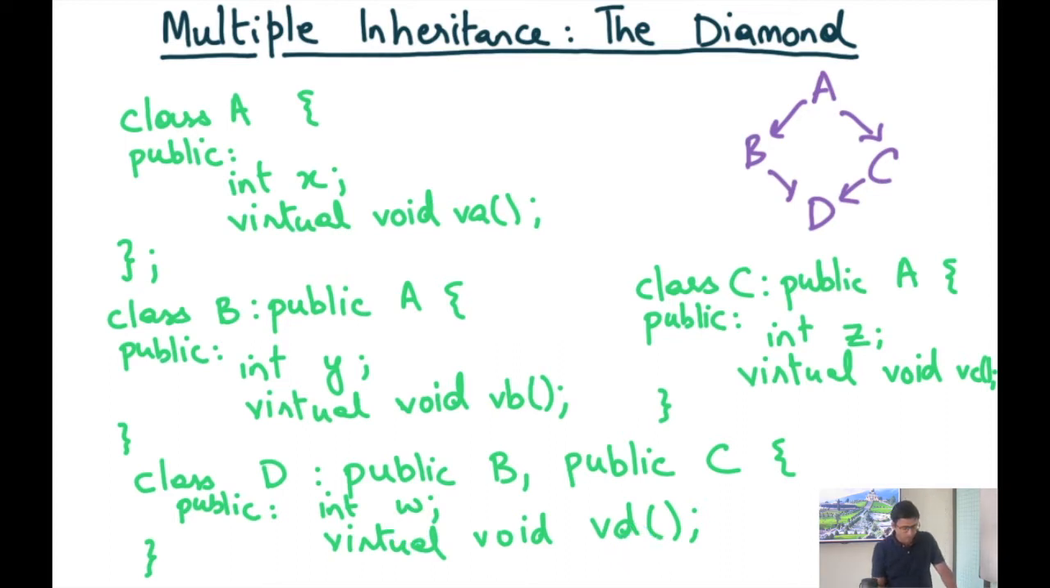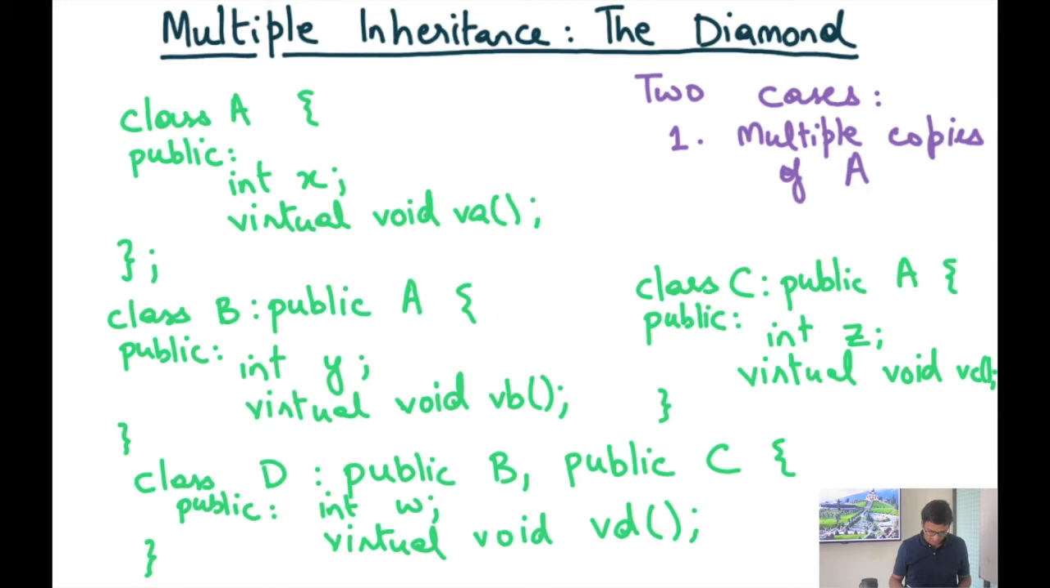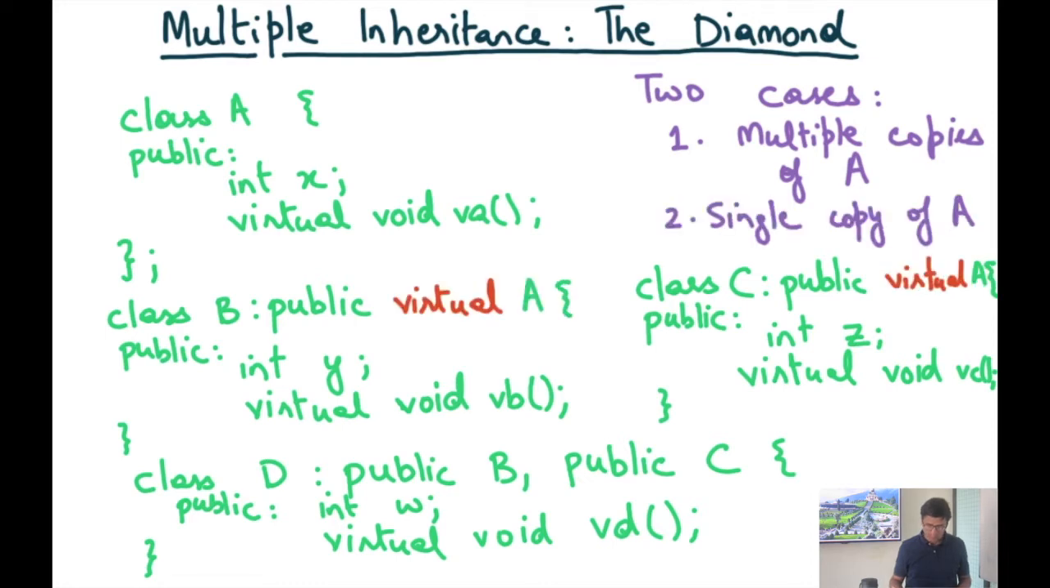The question is, firstly, what should be the meaning of such a derivation? There are two cases here. One is that there should be multiple copies of A, which means D would have multiple copies of the state of A, for example, multiple copies of X. And the other case is that there would be a single copy of A. The way that would be done in C++ is through this virtual keyword. Here this means that B derives from A, but A is a virtual base class as opposed to a non-virtual base class. So what does a virtual base class mean?